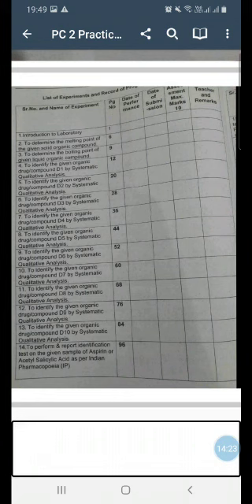And the last experiment is to prepare and submit a computerized report of any experiment from the systematic qualitative analysis part. Whatever you have performed during your organic compound identification, those observations of any given experiment you have to report in short. That is your experiment number 28.